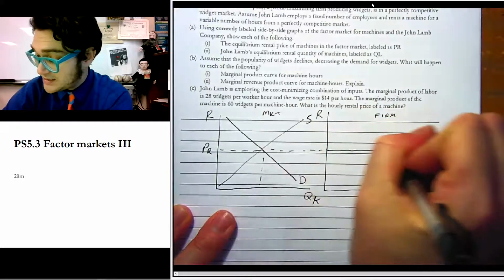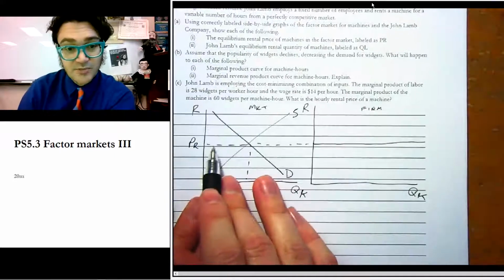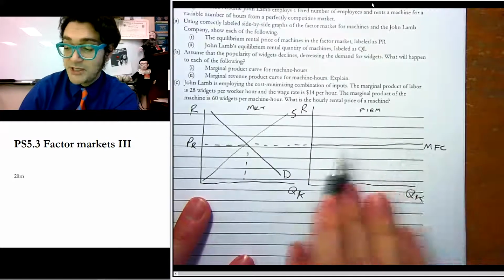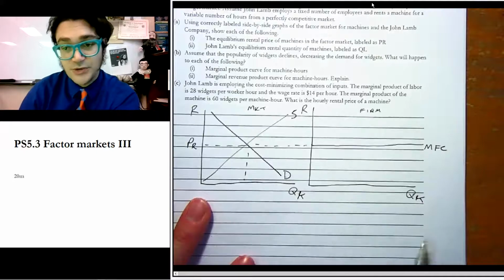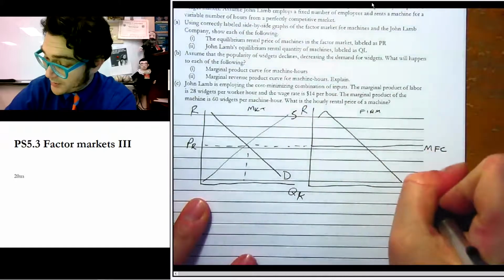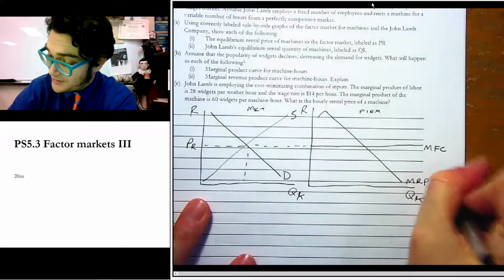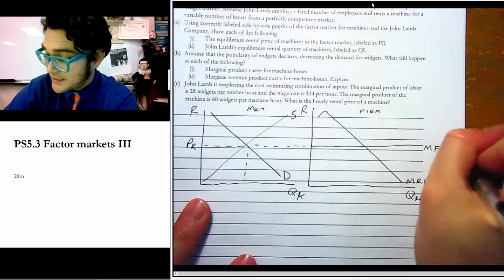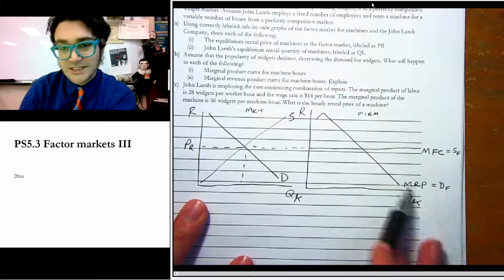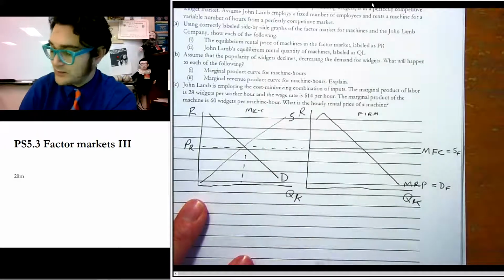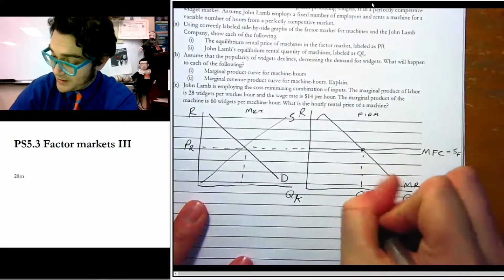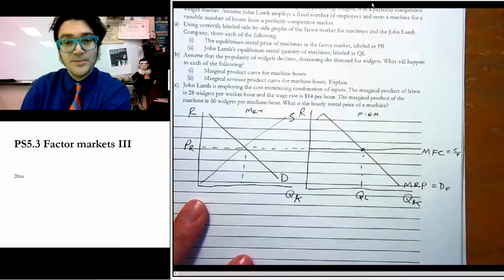If you remember, the rental rate, the price of the machines, is the marginal factor cost. We call it that because it's the additional cost of employing an additional unit of the inputs. Then you've got the marginal revenue product, which is the firm's demand curve. The marginal factor cost is the supply of machines to the firm, and the MRP is the firm's demand for the machines, downward sloping. We know they hire up to the point where MFC equals MRP. So we've got Q sub L, the quantity that the Lamb Company employs.